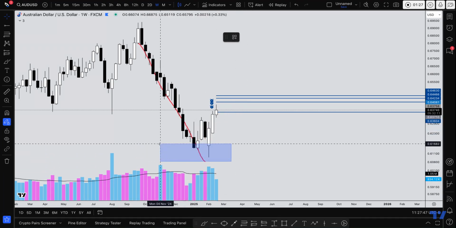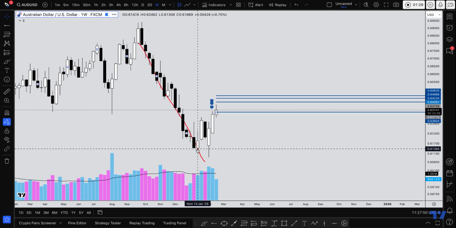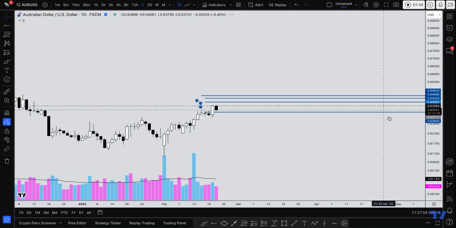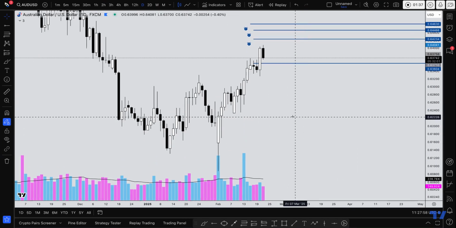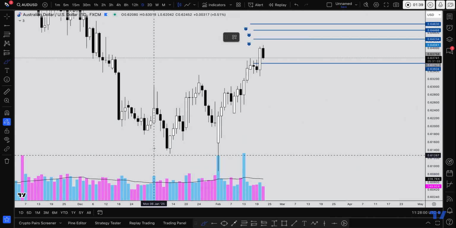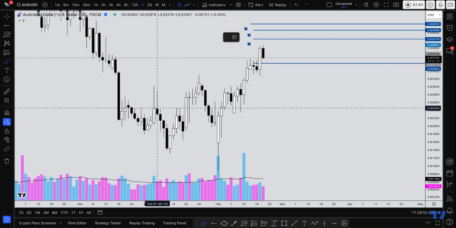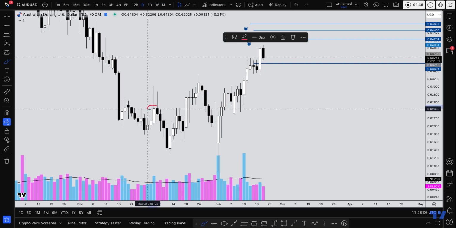Okay, and making our way back into the daily time frame, once I get rid of this line. Going into the daily time frame, we can see a nice break above structure. Okay, we had our last lower high point here on the 7th of January at 0.6245.